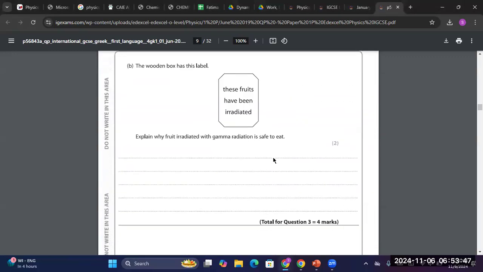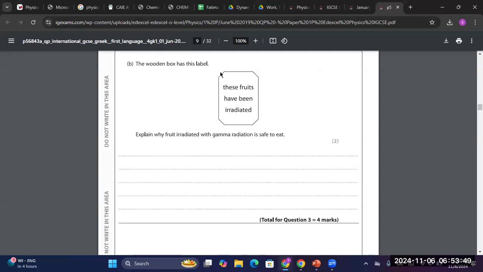Okay, next they're saying to you, the wooden box has this label: these fruits have been irradiated. Explain why fruit irradiated with gamma radiation is safe to eat. Why is it, Viraj, can you tell me why it is safe to eat fruit that has been irradiated with gamma radiation? Because it has killed all the bacteria.